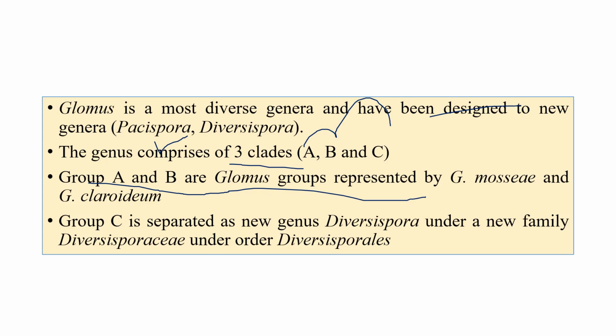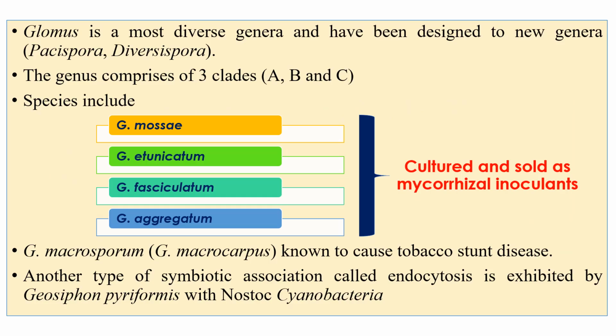When it comes to Glomus C, it is actually separated, since I have told you in the first point it is a diverse genus. Three clades are there. Clades A and B are specially designated for Glomus. Clade C, or group C, is separated. It is divided into a new genus called Diversispora. The family is Diversisporaceae and the order is Diversisporales. So clades A and B are Glomus, and clade C is Diversispora.